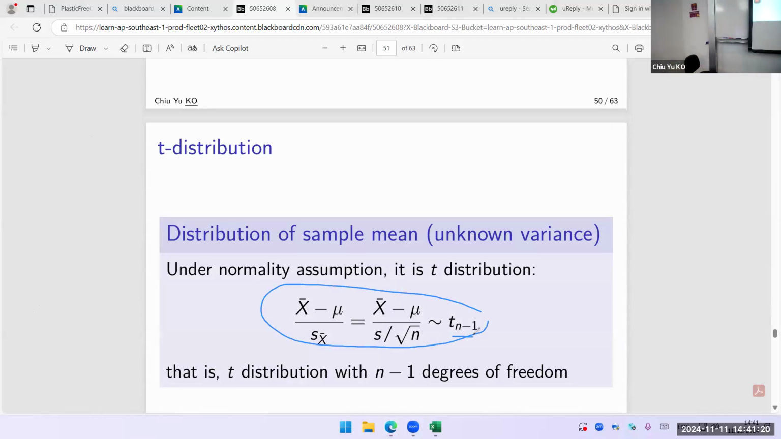You use Excel most of the time, but because we can't use our computer in the exam, you have to know how to look at the T table. So that is the idea behind unknown variance. That's how we apply it.